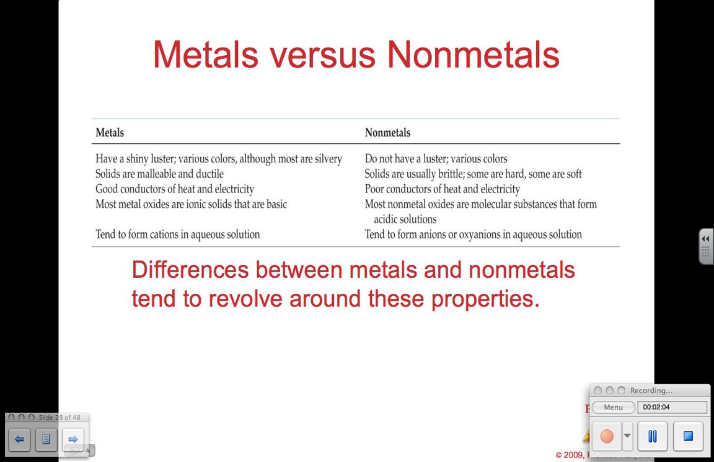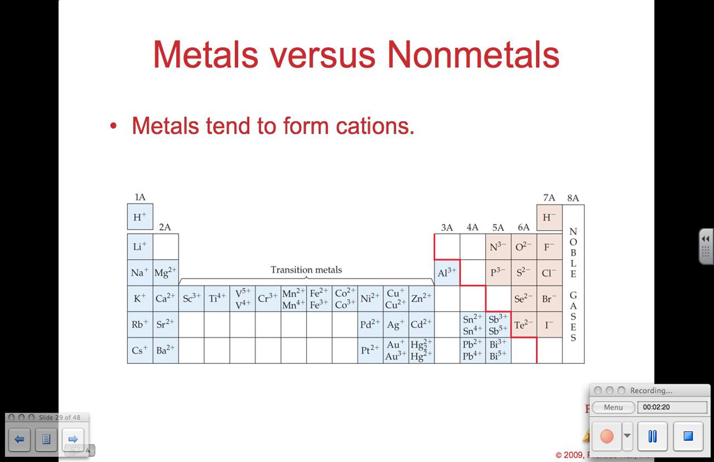Now, the opposite is true of nonmetals. So, they typically don't have a luster. They do have a variety of colors. The solids usually are really brittle, hard. Some can be soft. Nonmetals are very poor conductors of heat and electricity. Their oxides form acidic solutions, and they tend to form anions or oxyanions.